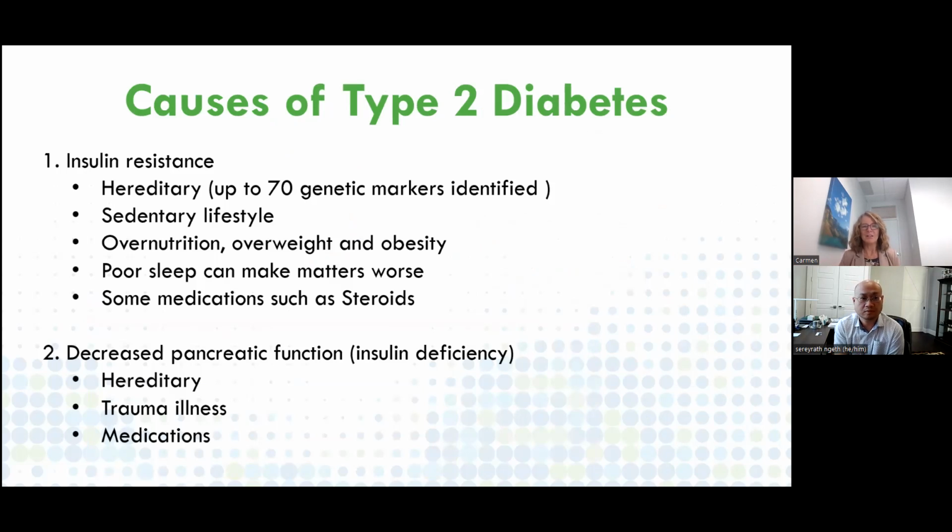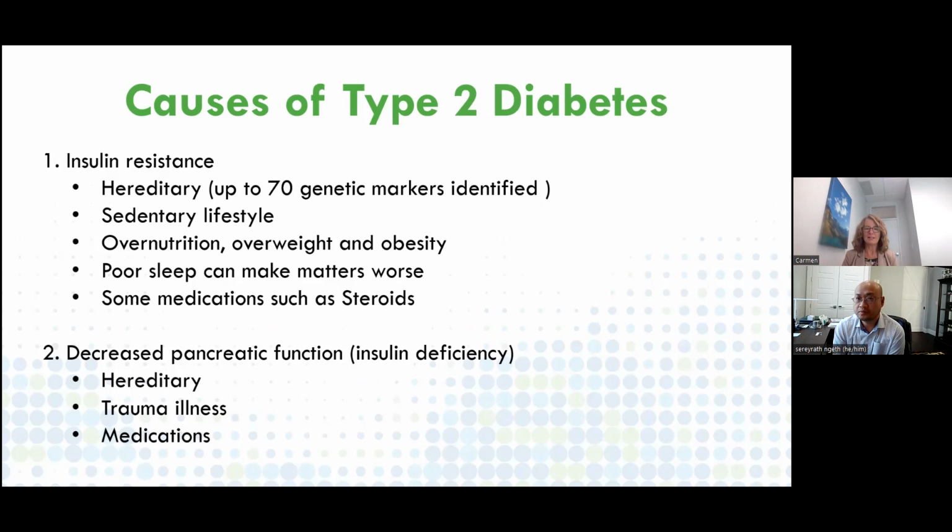Here are the causes of type 2 diabetes. So insulin resistance and/or insulin deficiency are the two most common reasons for type 2 diabetes to occur. As you can see from the slide, there are many reasons for this. The key difference between type 1 and type 2 diabetes is that most often the pancreas is still able to make some insulin in type 2 diabetes.